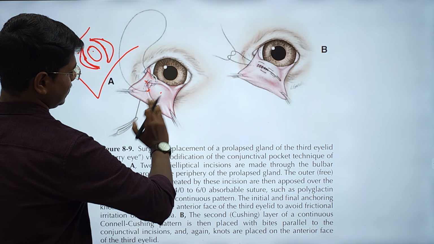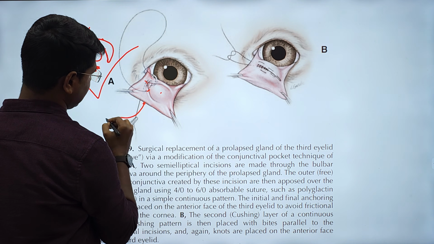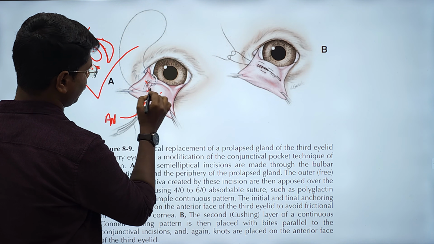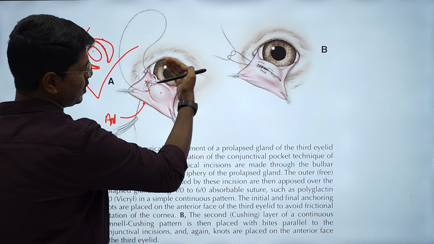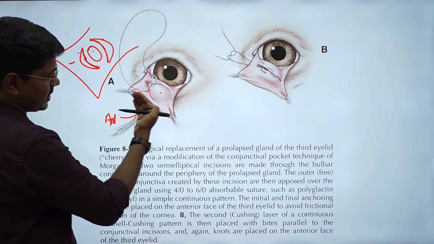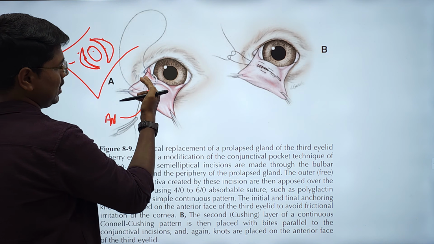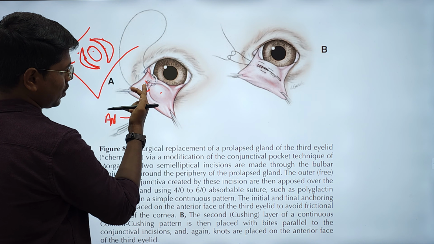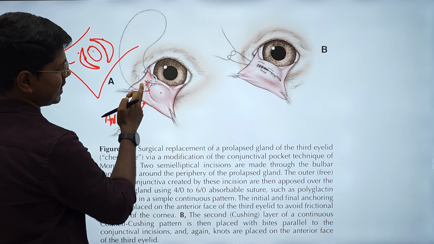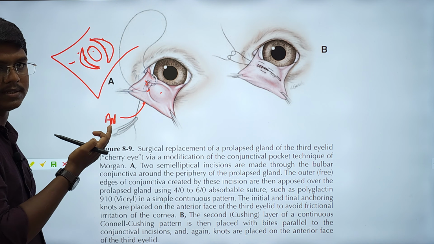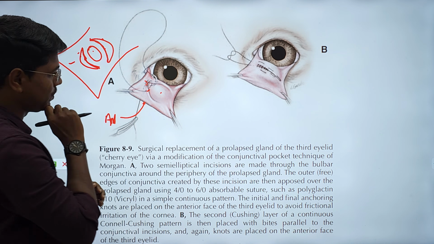Suppose this one will be anterior. Below is the anterior side and this is the posterior side. The posterior side will be towards the cornea, or towards the eye. The anterior side is away from the eye. So while doing this suturing, the knots should not be on the posterior side. They should be on the anterior side. So you have to take care regarding this.